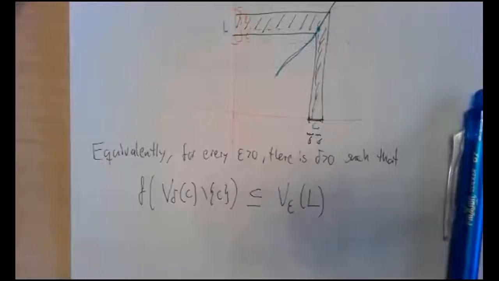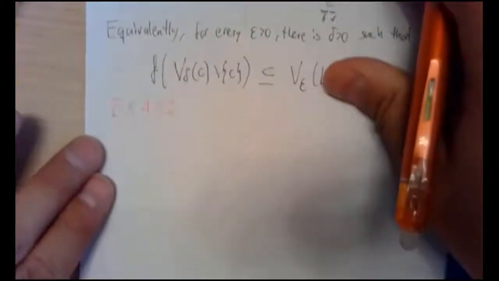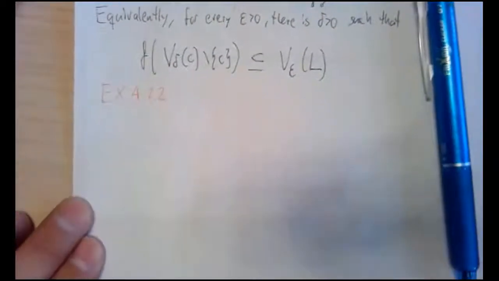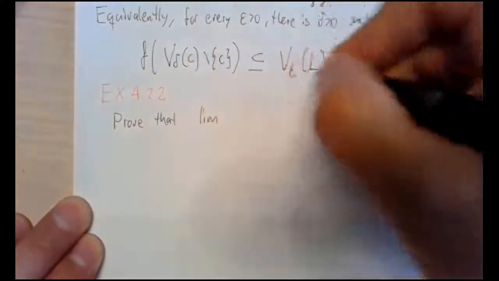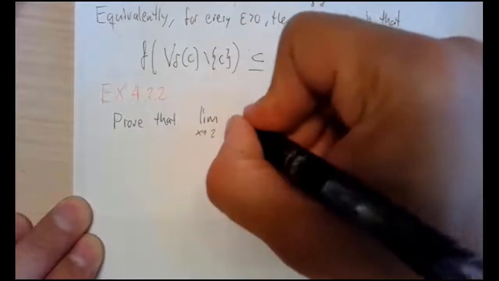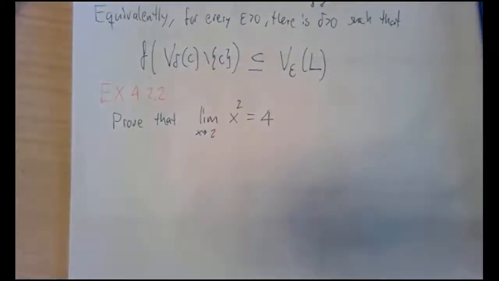So this example is example 4.2.2. And we want to prove that the limit when x approaches 2 of x squared is 4. So a very simple limit. I mean, we know already that this is the case. We know that x squared is a continuous function. We learned that in calculus. And so this is one of those we can do by simply plugging in the number.